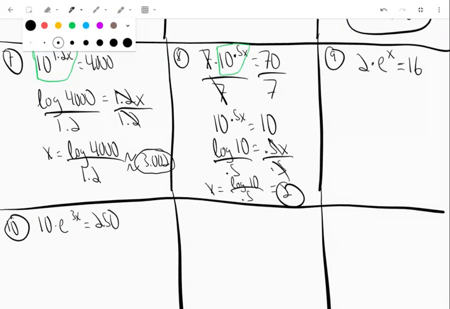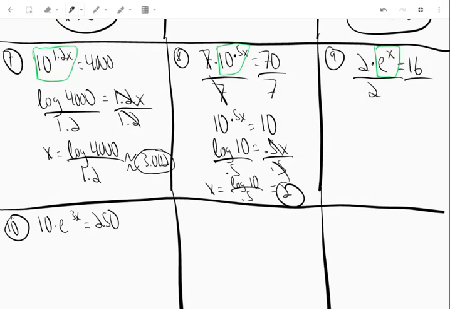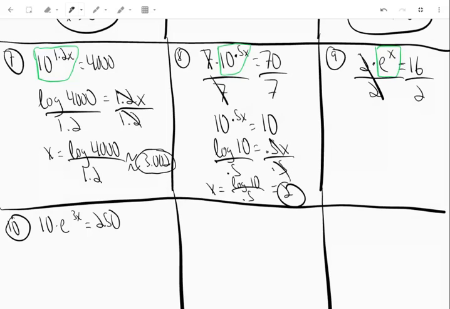Now we're doing equations involving e. Is that going to change how we do it? No. I'm still going to isolate the term with the exponent by, in this case, dividing both sides by 2. So I'm going to end up with e to the power of x equals 16 divided by 2. And I'm going to rewrite this in log form. So this is going to be log base e of 8 equals x.